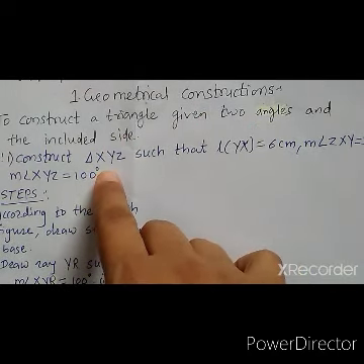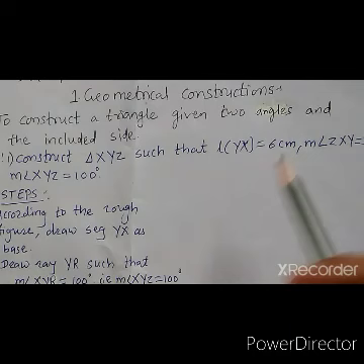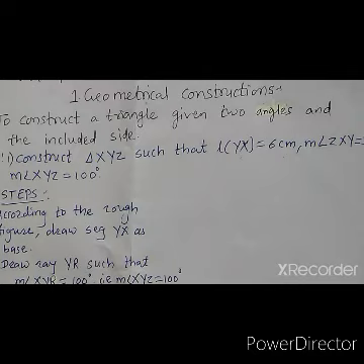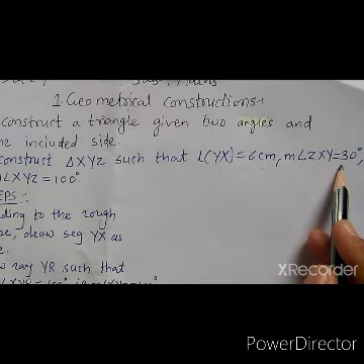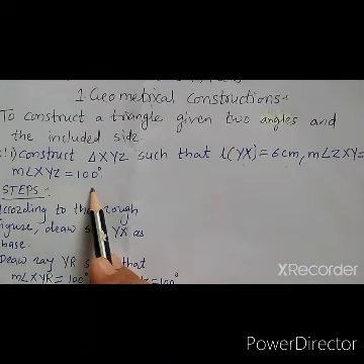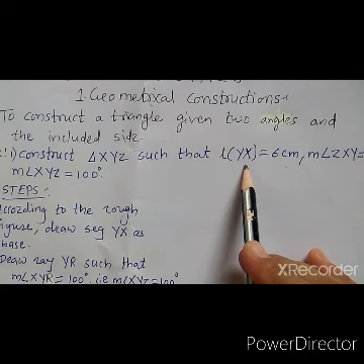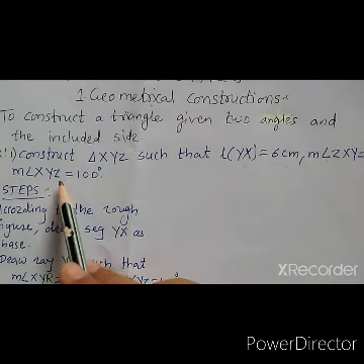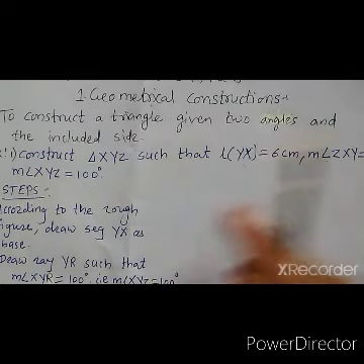Now let us see example number 1. Construct triangle XYZ such that length of YX or length of XY is equal to 6 cm, measure of angle ZXY is equal to 30 degrees, and measure of angle XYZ is equal to 100 degrees. Now see here, one side is given, XY or YX is equal to 6 cm, and two angles are given. So by using these three, we have to draw a rough figure.